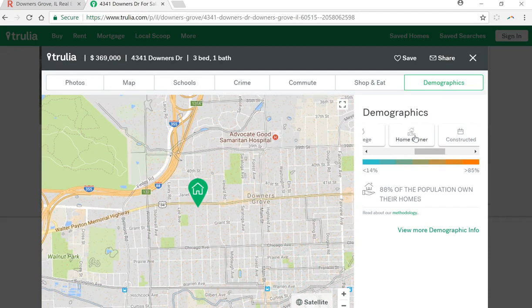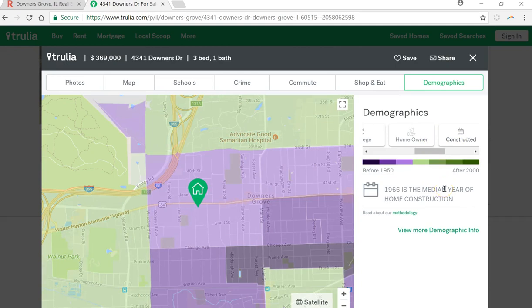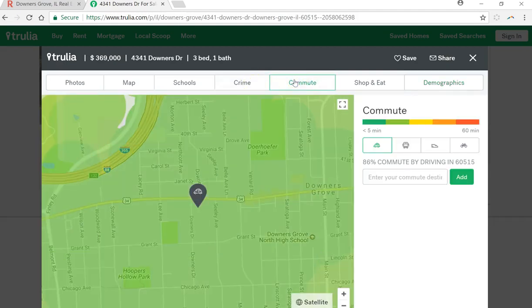When determining if you're in a flip area or a rent area, this is a flip area. This is an area where most people own their property, and a lot of people don't rent. Now, construction tells you when the property was built. You have a lot of older homes in this area, and it shows 1966 as when the properties in that area were built. These are really good ways to understand the trends and what's going on in the area. You can also see how many people commute, and how many take the car or public transportation.